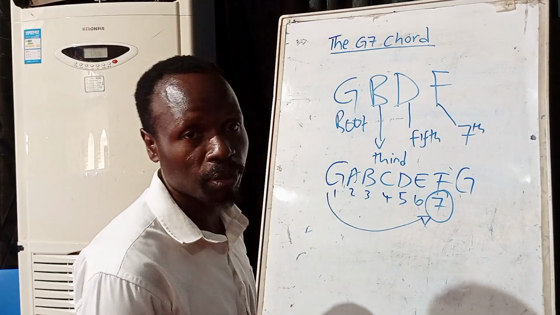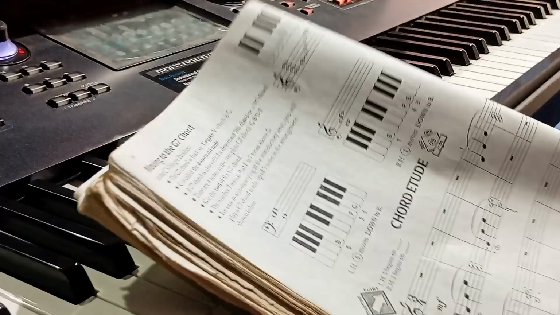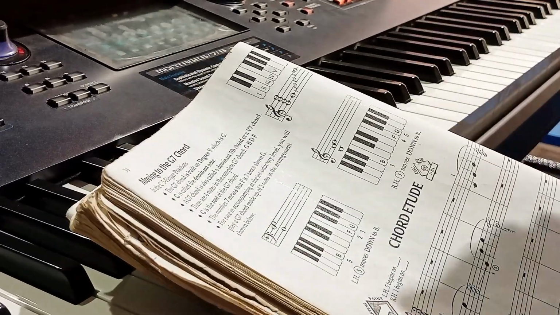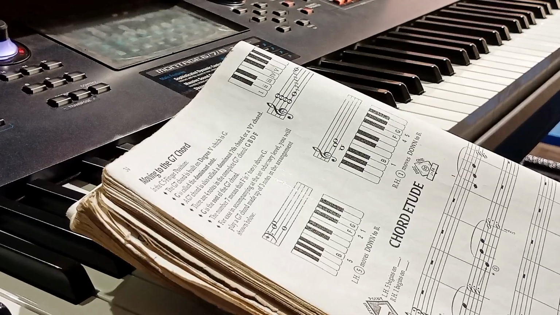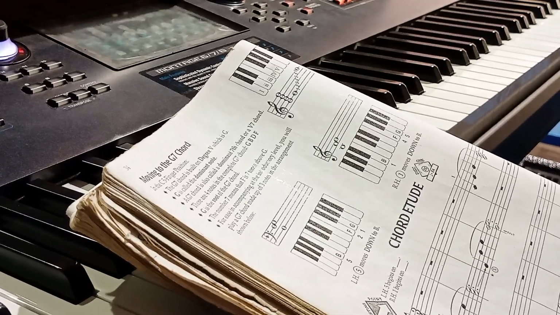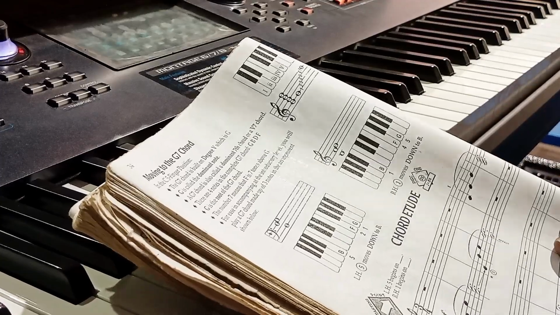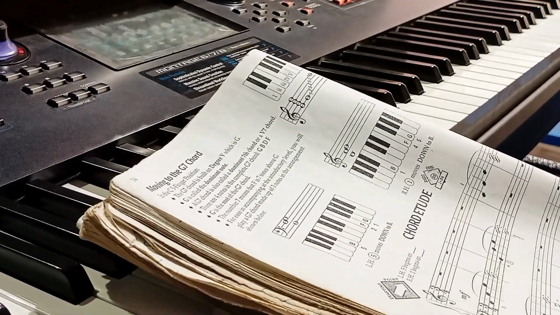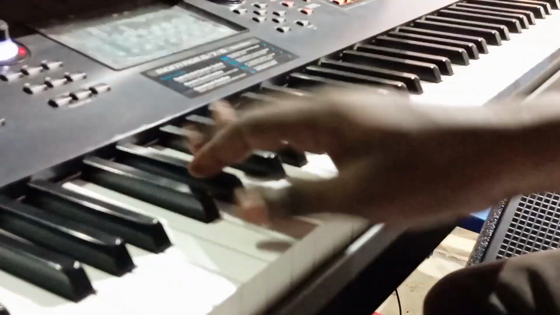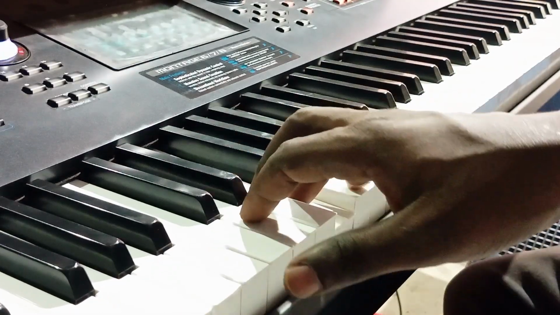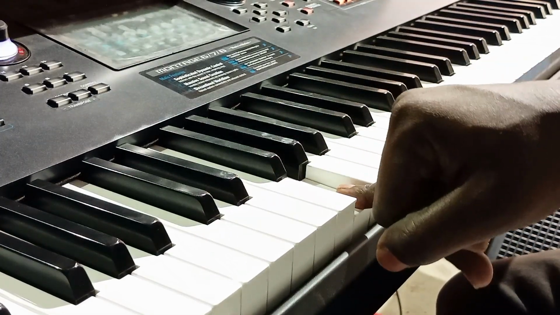Okay, so let me go to the piano and demonstrate this chord practically. Like I said, we are talking about the G7 chord, and you go to the C5 finger position to arrive at the G7. You go to the fifth interval of the C5 finger position. That is C, D, E, F, G. This is our fifth position, so this is where we find G.